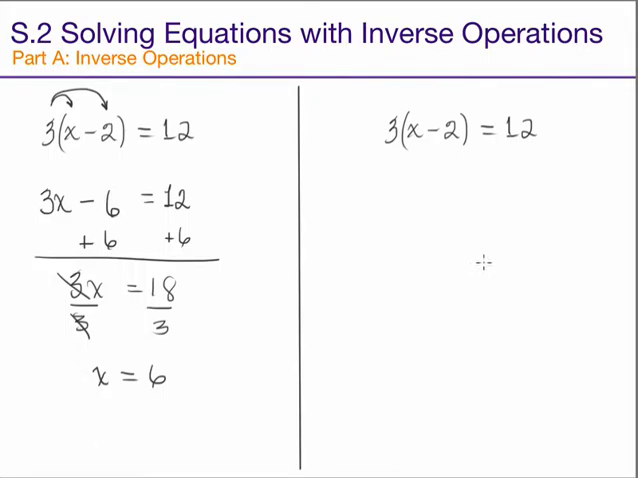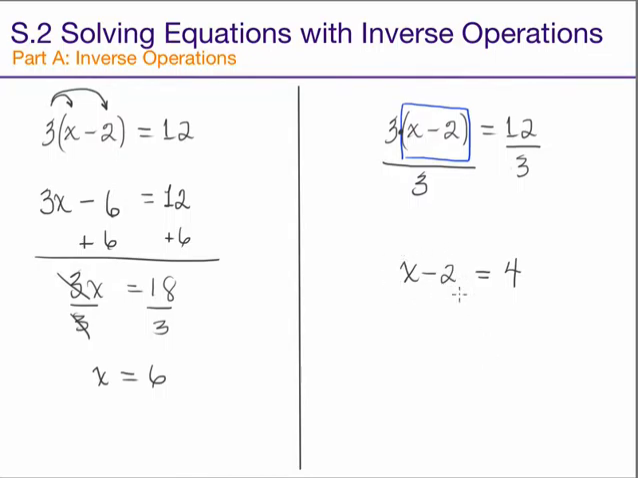You can also do this problem using inverse operations. Notice that the parentheses x minus 2 could be thought of as sort of a box. I'm multiplying x minus 2 by 3. So I can undo that multiplication by dividing both sides by 3. Undo this multiplication. X minus 2 times 3 divided by 3 is just x minus 2. On this side, I get 12 divided by 3 is 4. The inverse of multiplication is division.